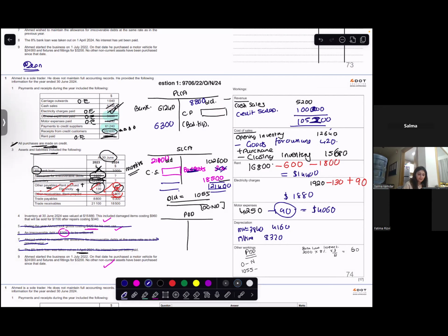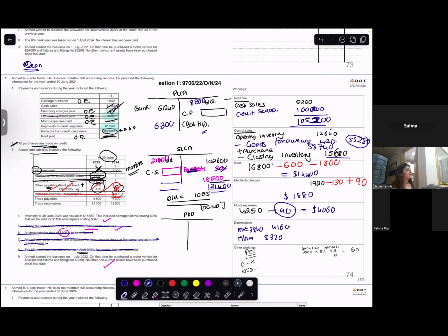And our credit purchases we found out using the PLCA, which was 58,740. So I would find my cost of sales over here in the working note and I'll write the main answer on top. Okay. So my cost of sales is coming up to 55,280. I hope you're with me.